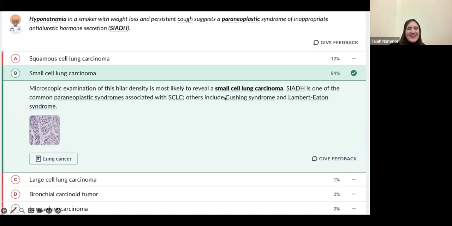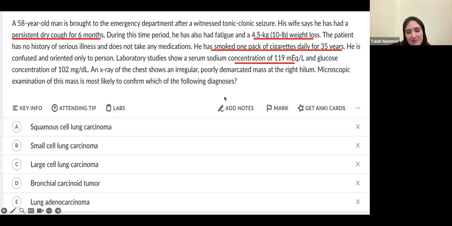We don't. Okay, so guys, remember paraneoplastic syndromes? Didn't we say we have ACTH, SIADH, and the Lambert-Eaton? So here we have hyponatremia, 119. So which is the one that causes most of these paraneoplastic syndromes? Because actually it's the most common, no?